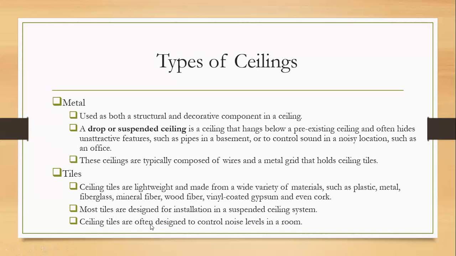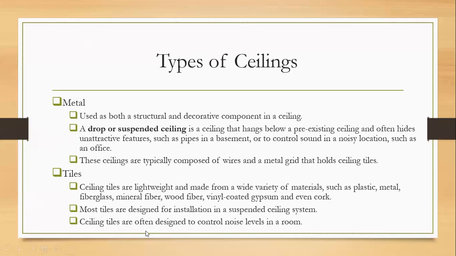And usually this type of ceiling, facilitated by the metal grid, will often hide unattractive features in your ceilings, such as pipes, wires, etc. It also helps to control noise, for example, in offices, etc.